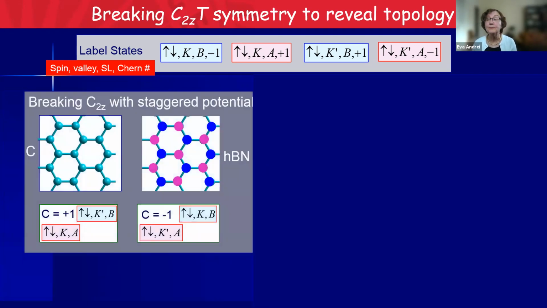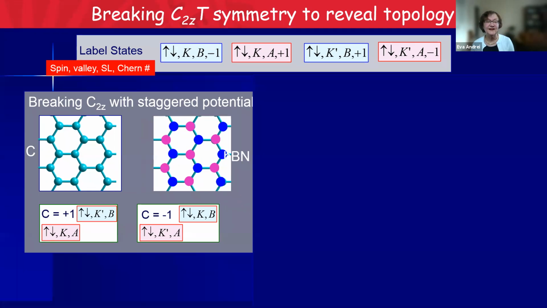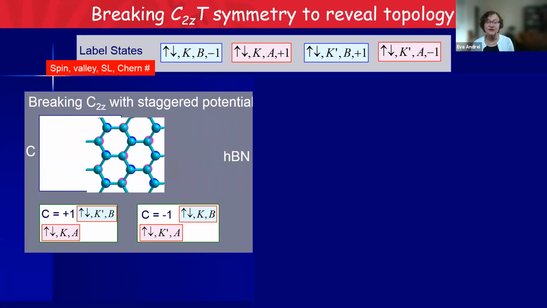Now, how do we break the symmetry? There are two ways of breaking it. If we want to break the C2, the inversion symmetry, what we need to do is to have a staggered potential. So boron nitride is actually very interesting. It's a sister material to graphene. It has almost the same lattice constant, except that it has different atoms in the different sublattices. So if you put your graphene right on top of the boron nitride, you've broken the sublattice symmetry. And by doing that, the A atoms have a lower energy than the B atoms. So you see the pink atoms here are lower in energy than the blue ones.